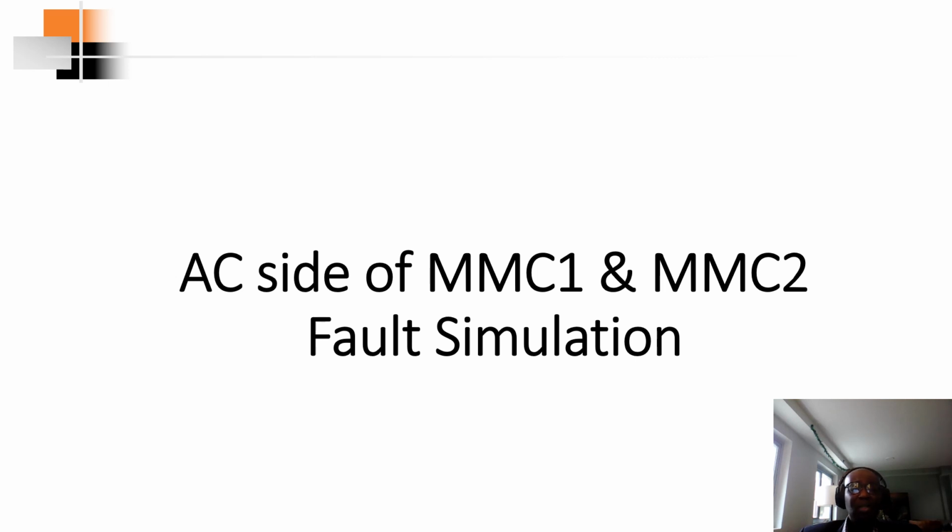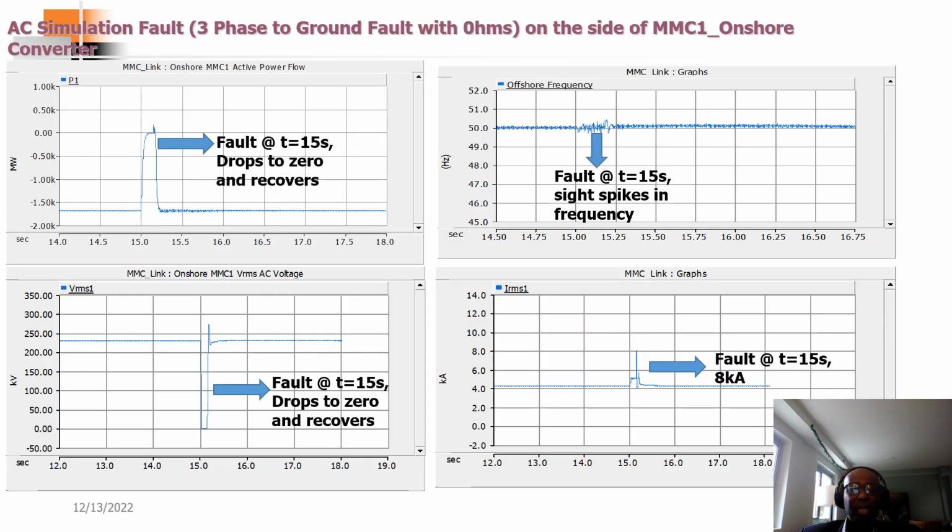Now let's talk about AC side fault simulation for MMC1, MMC2, right? Okay, so I applied a three-phase to ground fault with 0 ohms. On the AC side, similarly, the faults were varied. We have 5 ohms, 20 ohms, 50 ohms, 80 ohms, 100 ohms, and the three-phase to ground fault was applied. And as you can see over here, this simulation shows how active power went down, then it recovers.